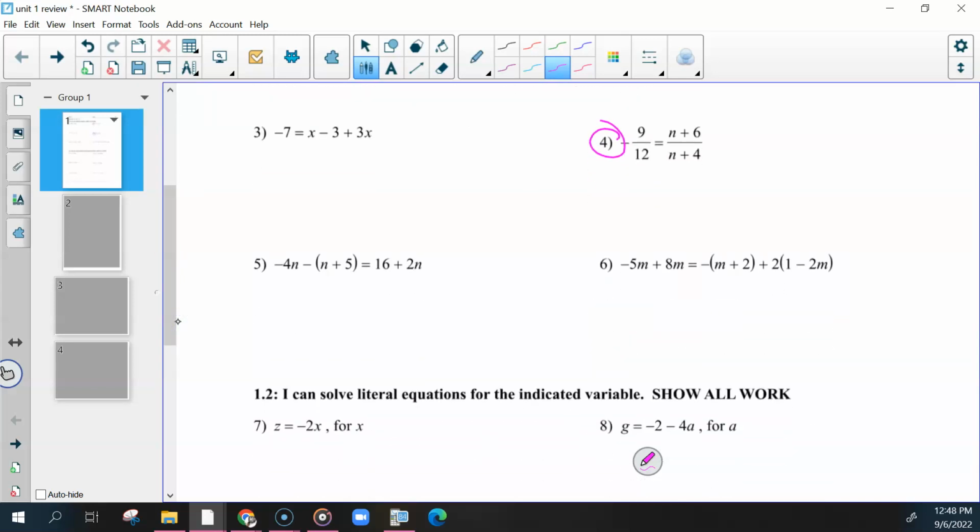Okay, so we are going to start with 4, then we'll go back to 2, and then do any others. If you have two fractions that are equal to one another, what is our first step? Cross multiply. There we go. So we're multiplying this to this and this to this.